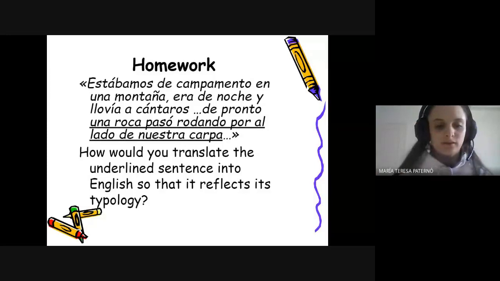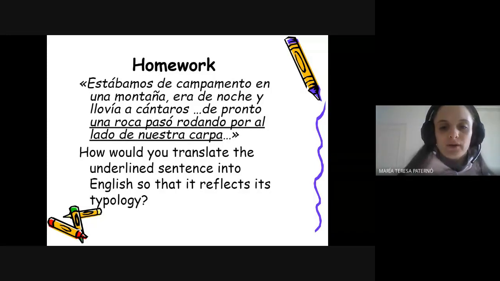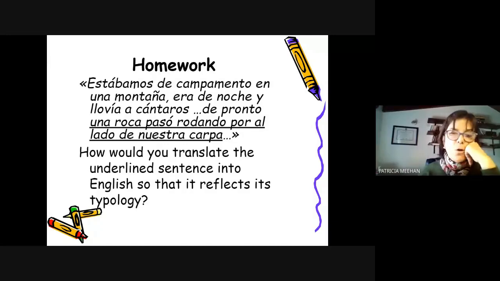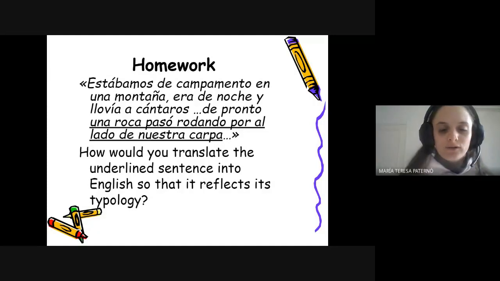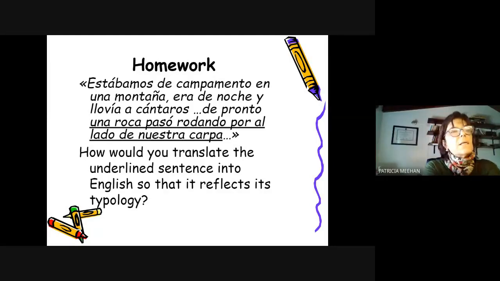Profe, sí, could it be rolled down? ¿Y cómo? A ver, haceme todo, porque me falta algo ahí. A rock rolled down beside our tent. ¿Y vos cómo lo ves a esa? Y todos los demás, a ver, analicemos la de María Teresa. ¿Te gusta, María Teresa, esa traducción?